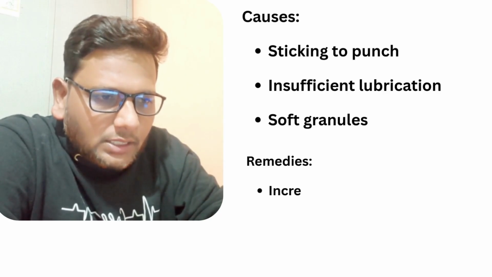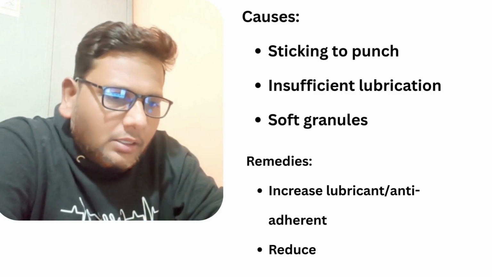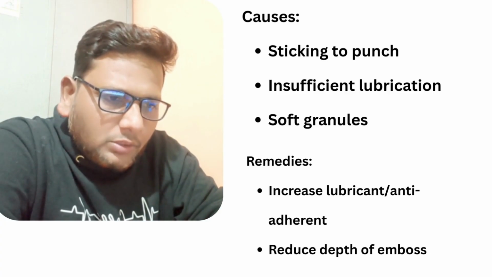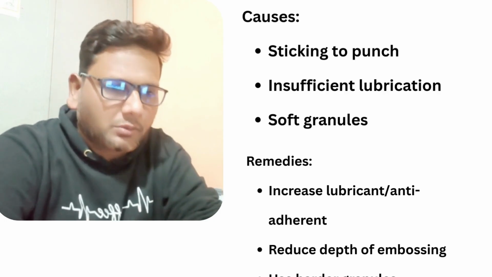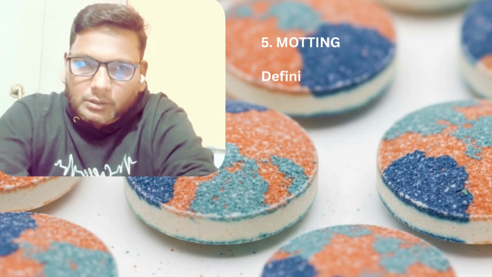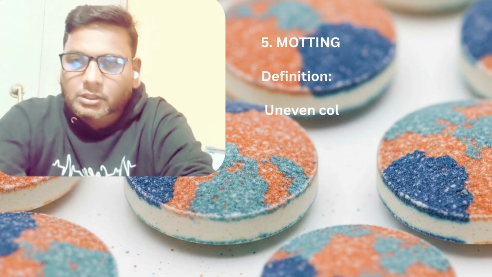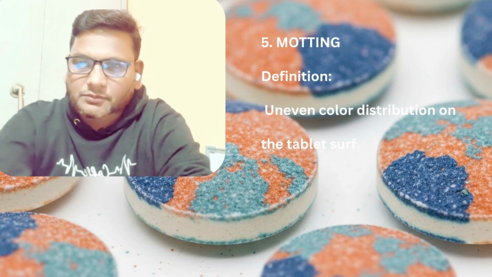Here we can increase the lubricant and anti-adherent material, and we can reduce the depth of embossing. We can use quite harder granules to overcome these problems. Now the next problem is mottling. Mottling means there is an uneven distribution of the color on the tablet surface.